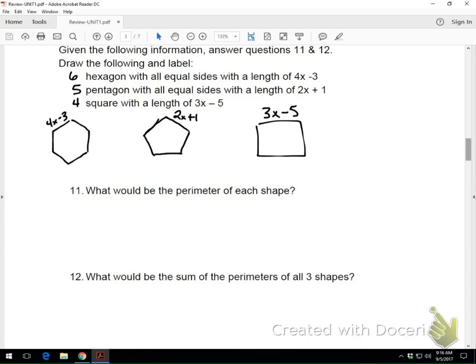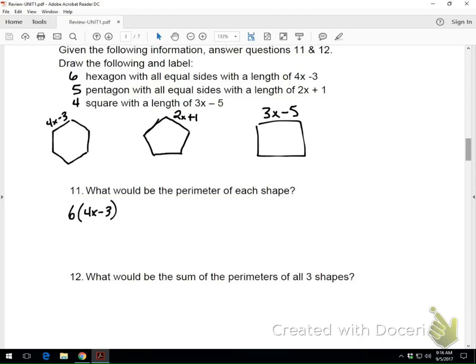What would be the perimeter of each shape? Now, you could do it two ways. You can add up all the sides, but they said that each of these side lengths are the same all the way around, right? So like this 4x minus 3, that goes all the way around. So how many sides does a hexagon have? 6. So what if I just multiplied it times 6 instead of adding it all out?